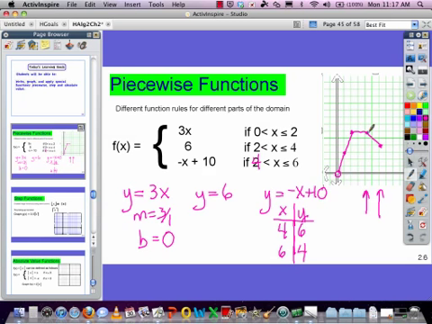The end of our graph starts up on a steep slant, goes horizontal, then comes back down, and that would represent a piecewise linear graph. Each function rule determines a new piece or portion of this graph. That's all for piecewise graphs.